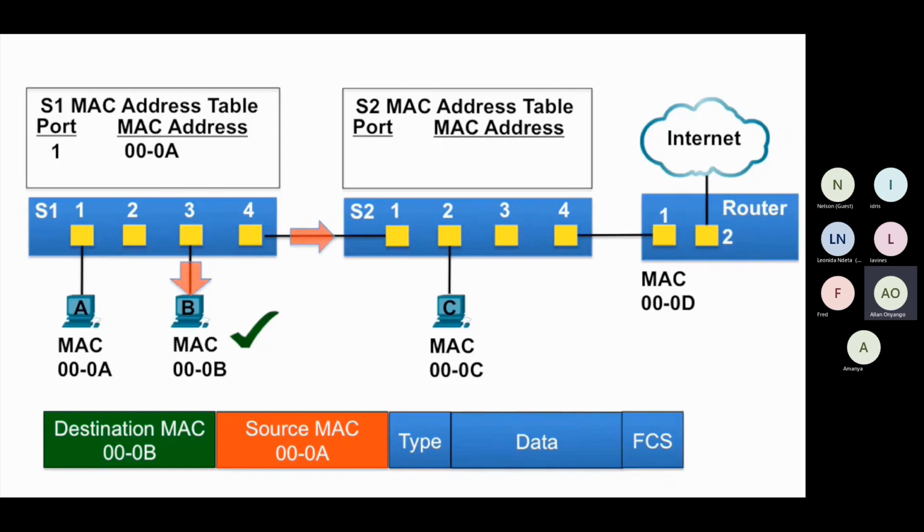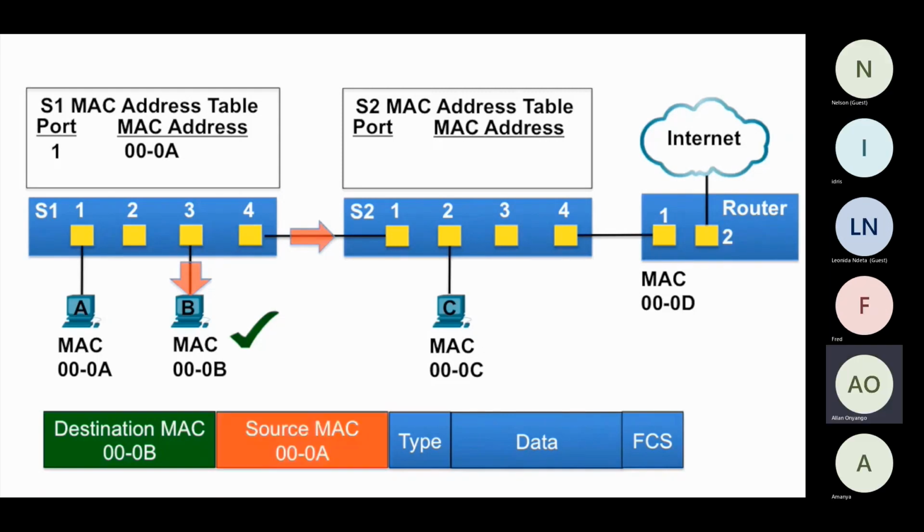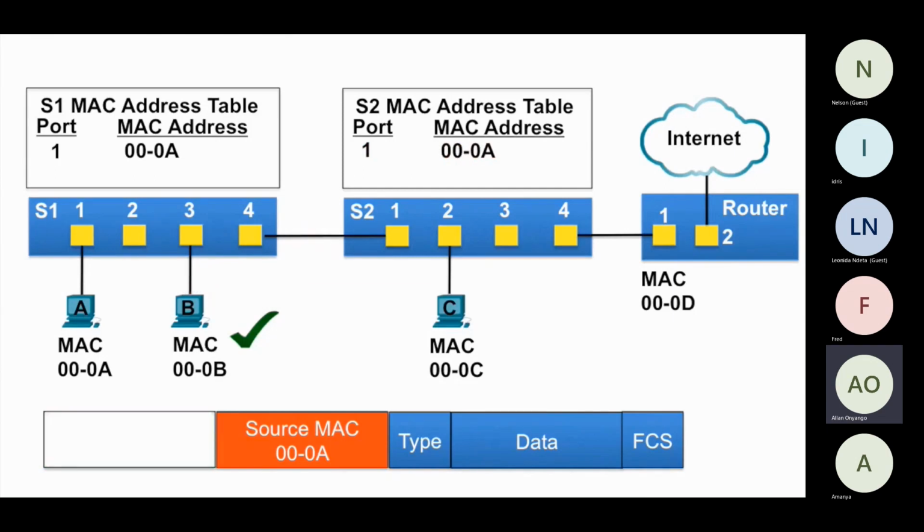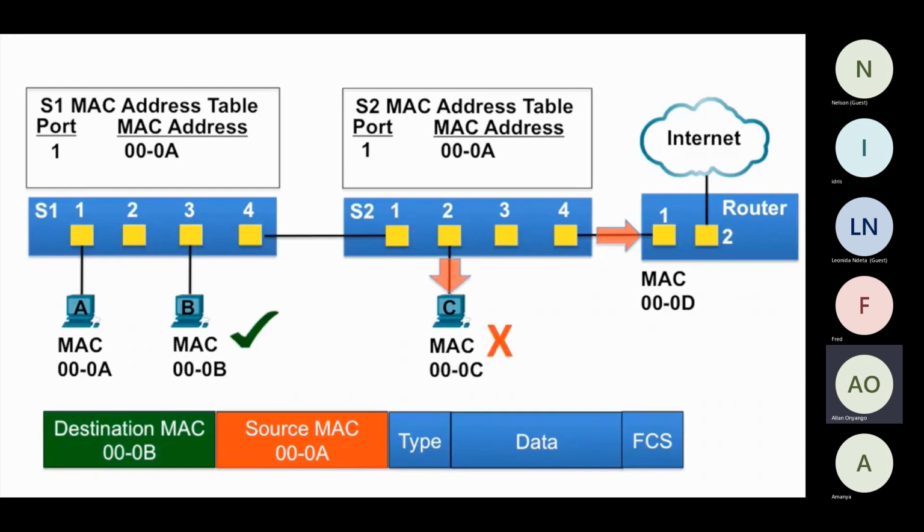The Ethernet frame continues to be forwarded to switch S2. Switch S2 examines the source MAC address of the frame and notices it is not in its MAC address table, so it adds the MAC address and the incoming port to its MAC address table. Next, switch S2 examines the destination MAC address, notices that is not in its MAC address table, so it floods it out all ports. PCC receives the Ethernet frame and its MAC address does not match the destination MAC address of the Ethernet frame, so it does not accept the rest of the frame.